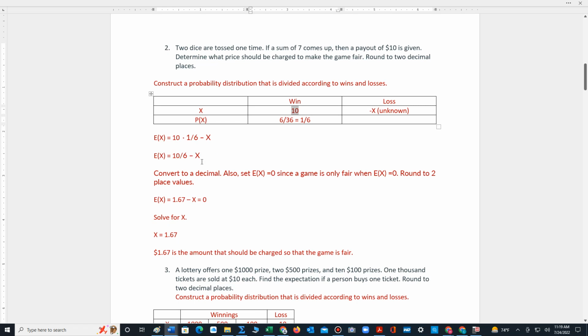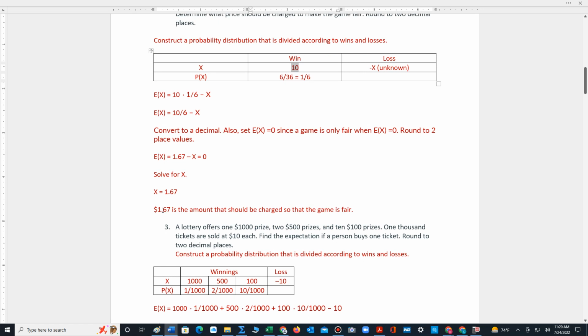Well, it's saying the game is fair. In order for the game to be fair, the expected value must be 0. So we would set this equation equal to 0 and solve for x, and I'm converting 10/6 into a decimal, so 1.67. So if we solve for x, we get x is 1.67. So $1.67 would be the amount charged, so the game is fair. Anything above this amount is profit for the person who's holding the game. Anything below will favor the player.